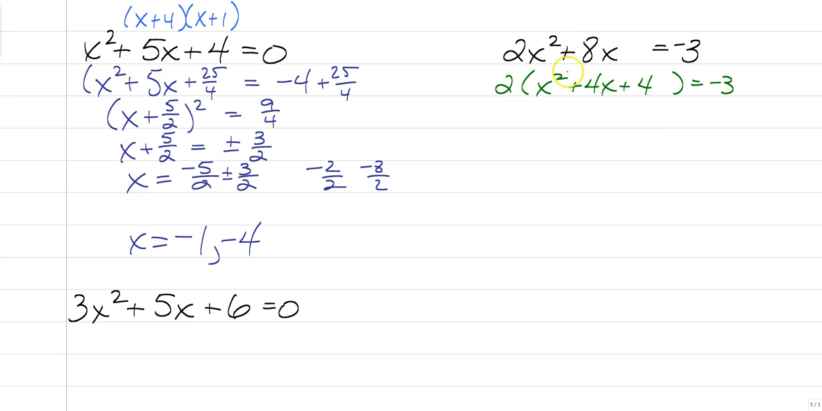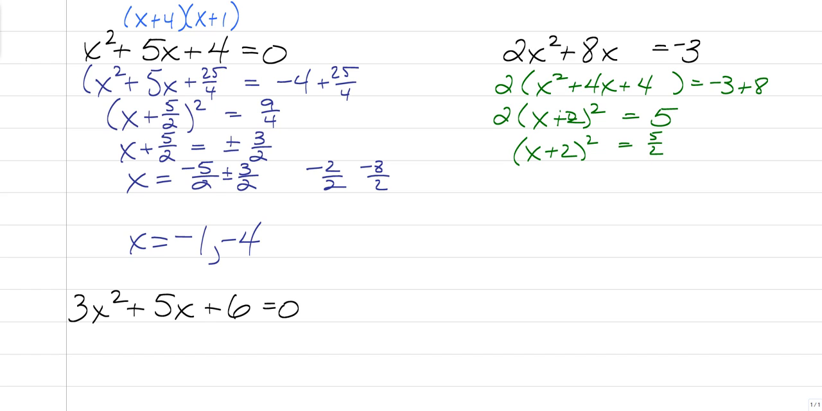We actually added 2 times the 4 if we were to distribute. So that would technically be 2x squared plus 8x plus 8. So we need to add 8 to the other side. Okay? And now that's going to give us 2 times our x plus half of positive 4, which is positive 2, squared is equal to 5. Divide both sides by 2, and you have x plus 2 squared is equal to 5 halves.